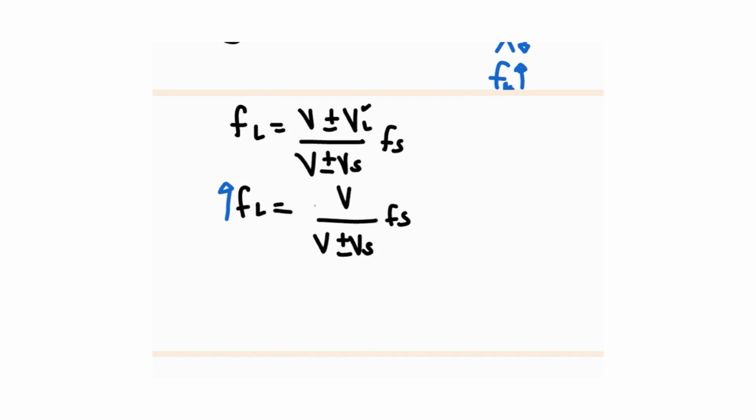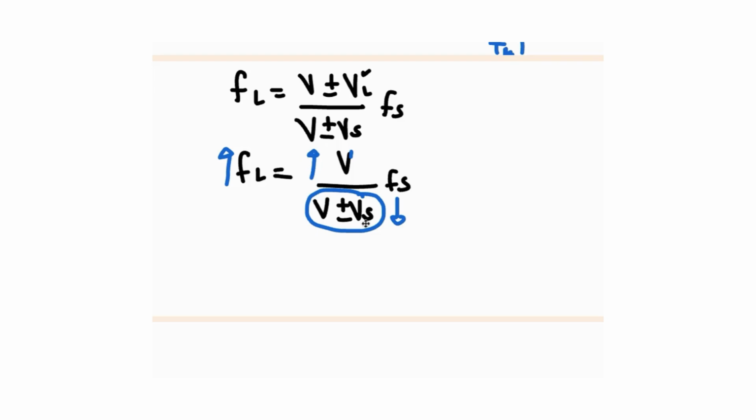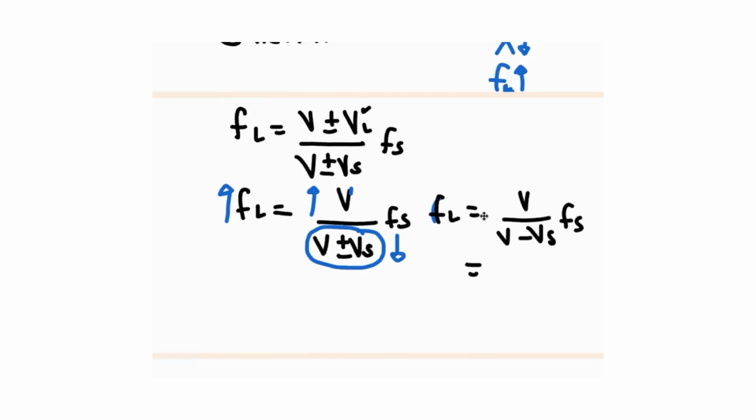If we increase FL, it means V is also increasing and the denominator is decreasing. We will expect V, the numerator, to be bigger than the denominator. And if we want the numerator to be bigger and the denominator to be smaller, you are going to have FL equals V over, to make this smaller, we subtract. And then now we can put in our numbers.